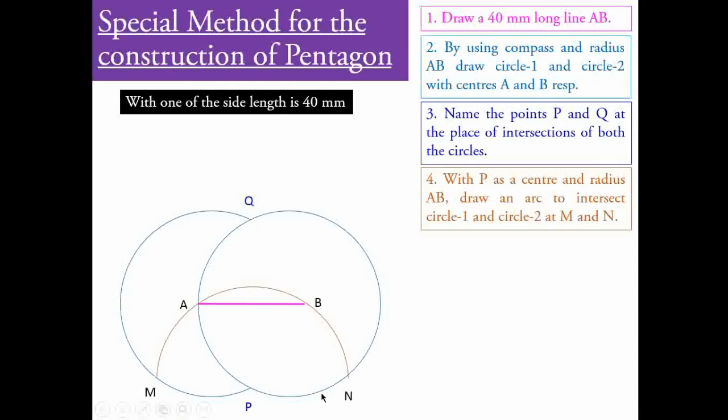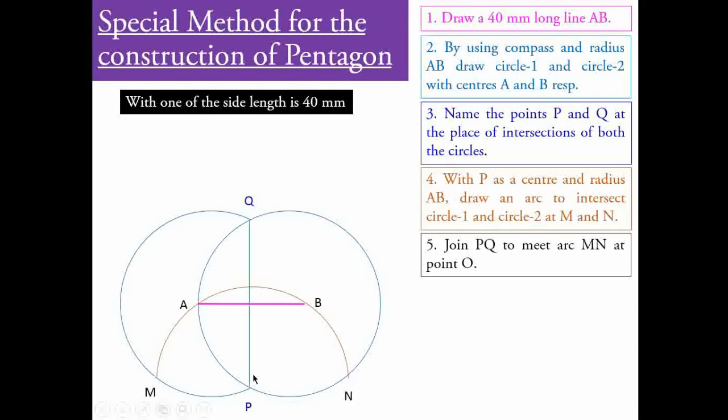The next step will be, join P to Q to meet arc MN at point O. Means we have to join point P to Q with the help of a straight line, and it will intersect with arc MN. Where the vertical line joining PQ intersects the arc, at that place we have to locate that point and name it O.